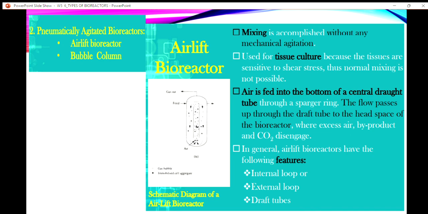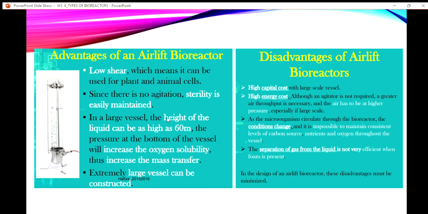So it has three different types: we have internal loop, external loop, and draft tubes. Okay, so these are the advantages of an airlift bioreactor. This is an example of an airlift bioreactor.